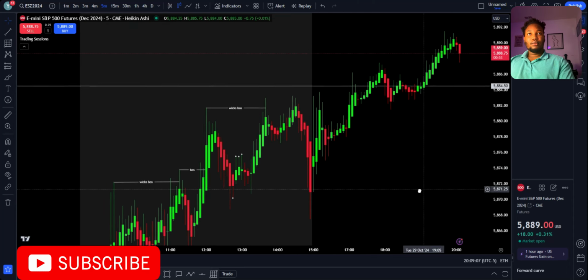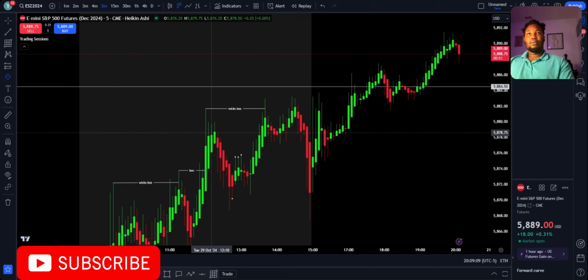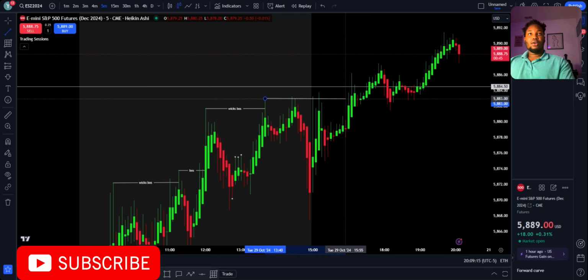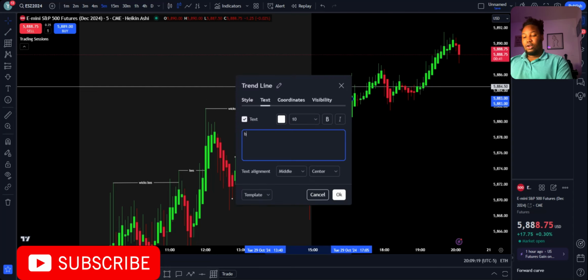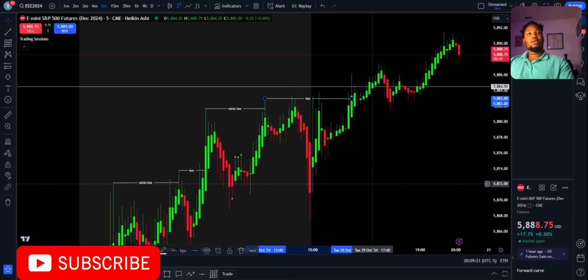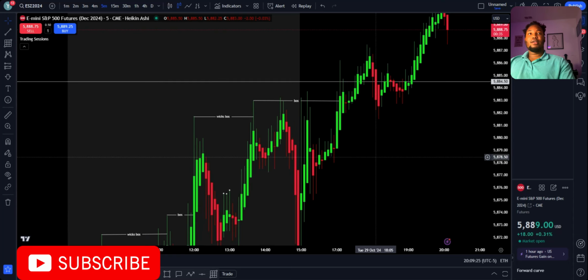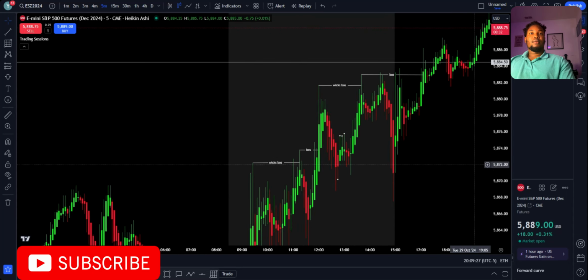Then we have another breaker structure that happened over here. Another breaker structure happened over here. Eventually, we did get a body close right there. So that would be a BOS. So this would be a BOS that happened. I mean, that's pretty much it, guys.